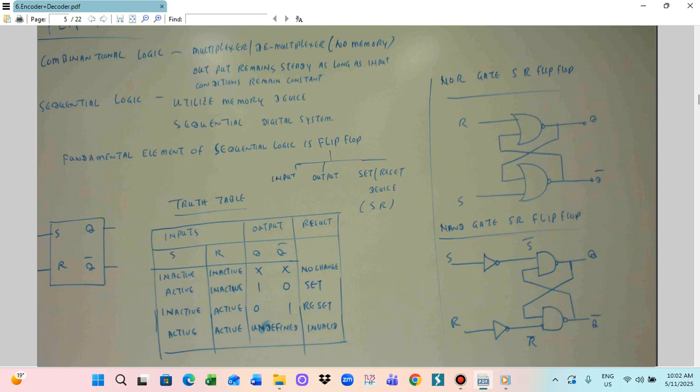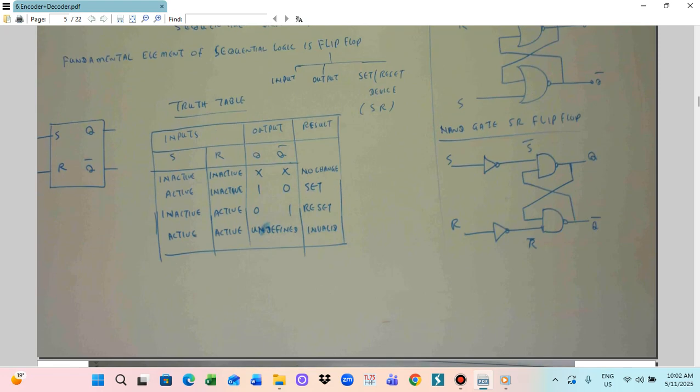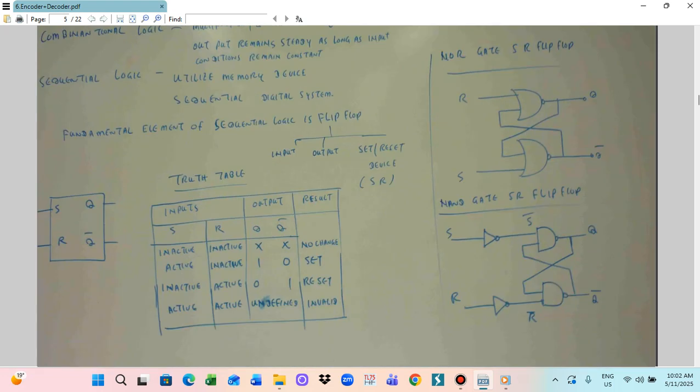We also follow the diagram. This is a truth table. So this is the schematic diagram for the flip-flop. This is the logic gate diagram. The SR flip-flop we can construct with the NOR gate. Also we can construct it with the NAND gate. So this is the NAND gate SR flip-flop.